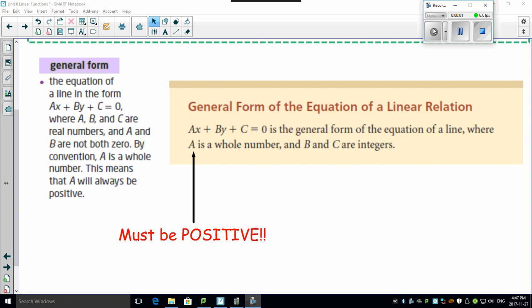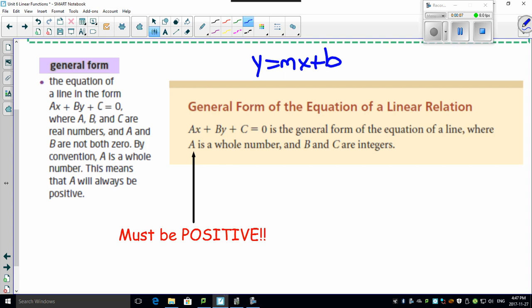So for all this time, we've been always looking at equations in terms of y equals mx plus b. But there's another form that you have to know, and it's called the general form. And how this works is really pretty. This works out as ax plus by plus c, and that always has to equal 0.